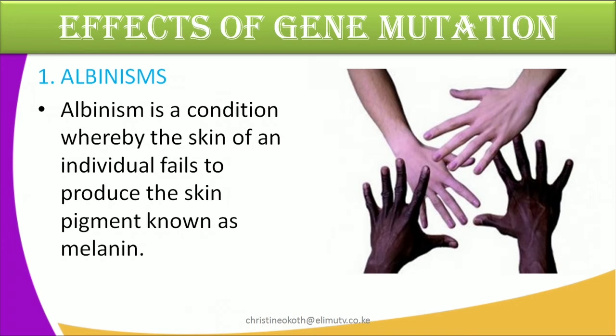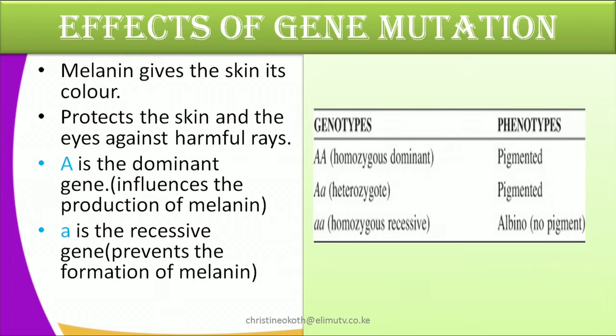If you look at our illustration, there's somebody who has black hands, which means this person has enough pigment in the skin. This other person is light skinned, or the pigment is very different. That means he has very little melanin in him. That is a condition we call albinism. Melanin is the one that gives the skin its true color. It also protects the skin and the eyes against harmful rays.